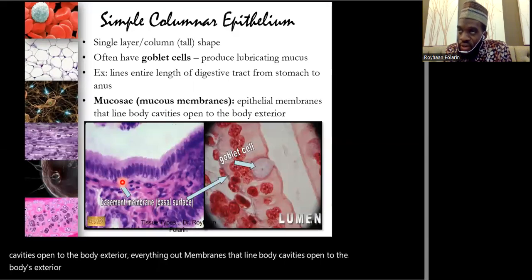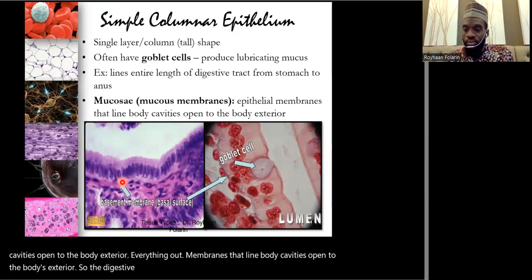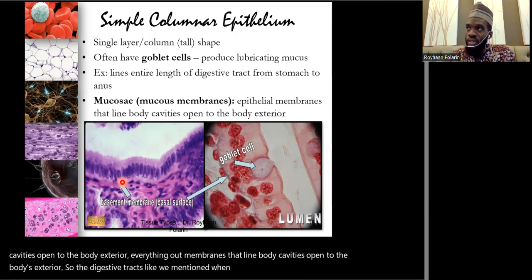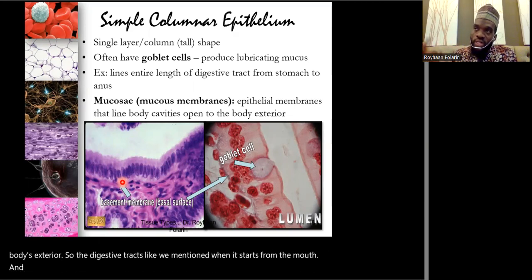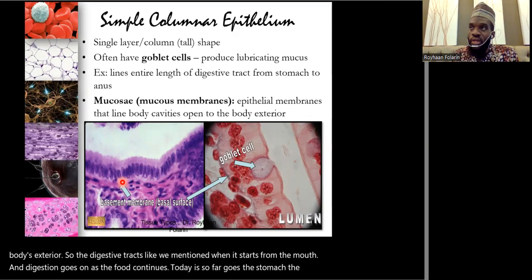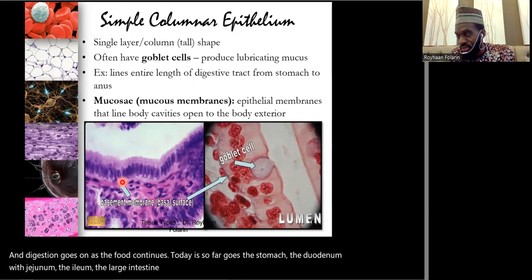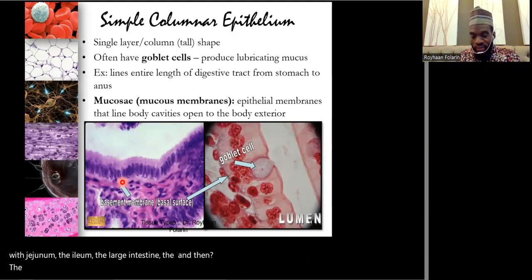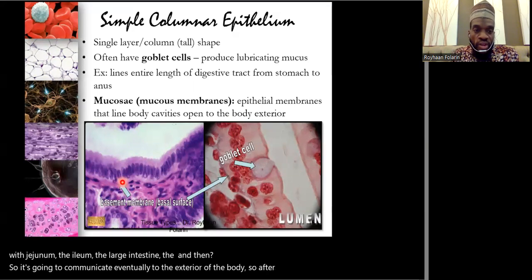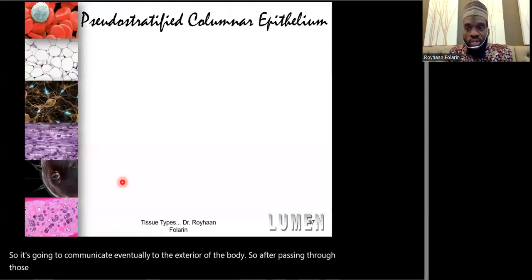So the digestive tract, like we mentioned, starts from the mouth, and digestion goes on as the food continues to the esophagus, the stomach, the duodenum, the jejunum, the ileum, the large intestine, the rectum, and then the anus. So it's going to communicate eventually to the exterior of the body, after passing through those mucosae or mucosal membranes.